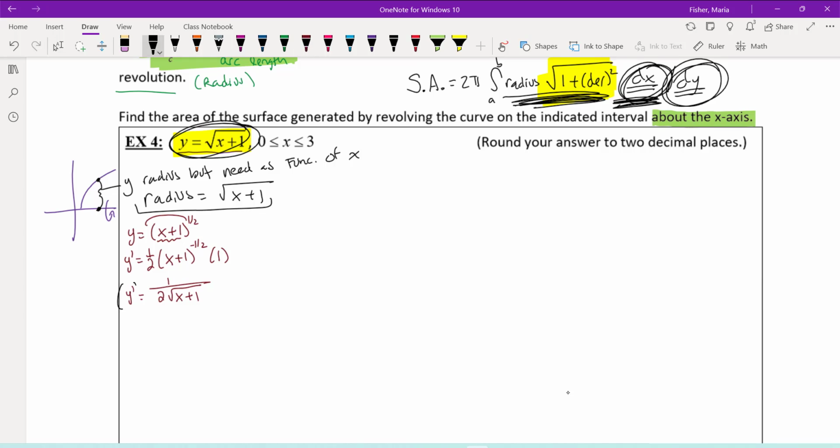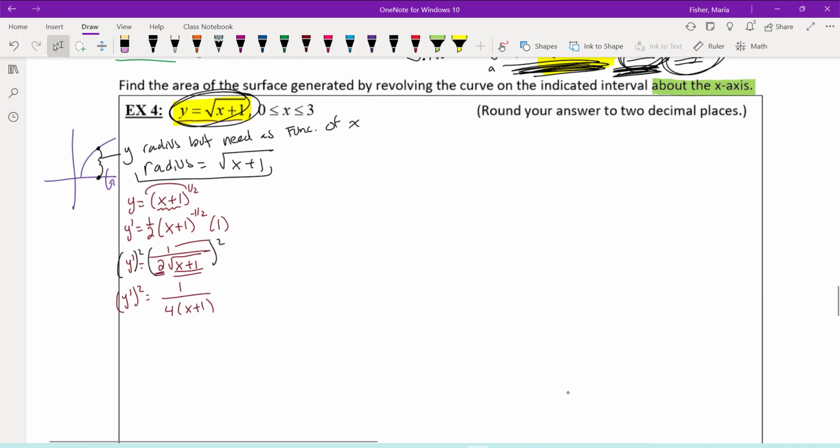Now we need to square both sides. If I square both sides, I get y prime squared is equal to, well, 1 squared is just 1, and then 2 squared is 4. The square root of x plus 1 squared is just x plus 1. And we're going to go ahead and write that as 1 over 4x plus 4. Now I need to add 1 to it.